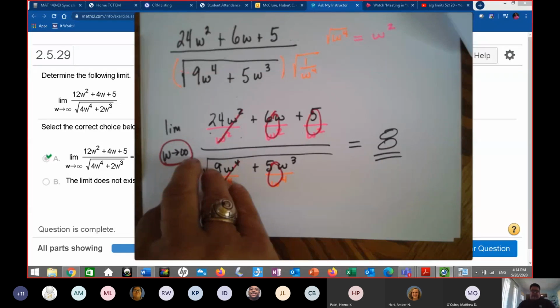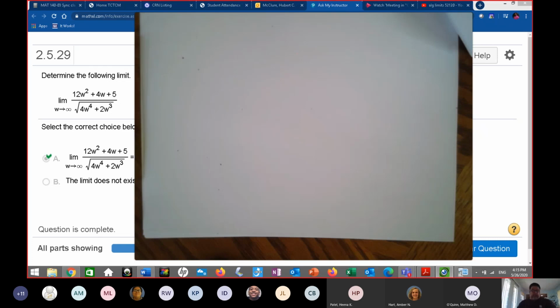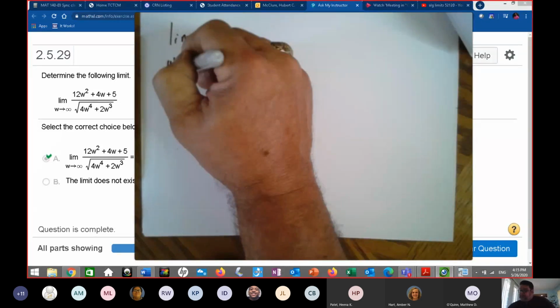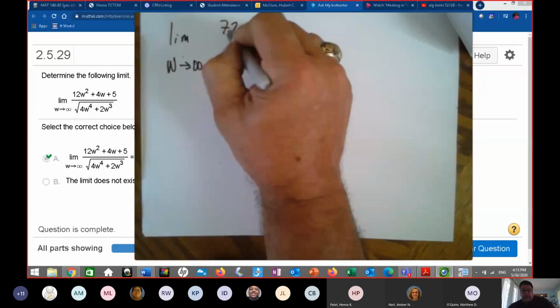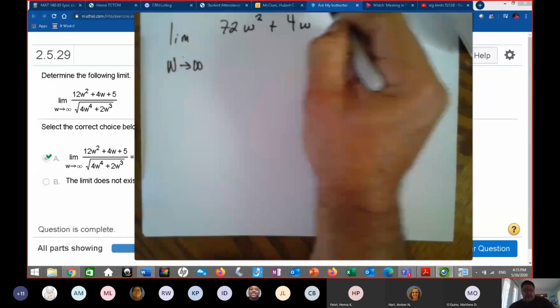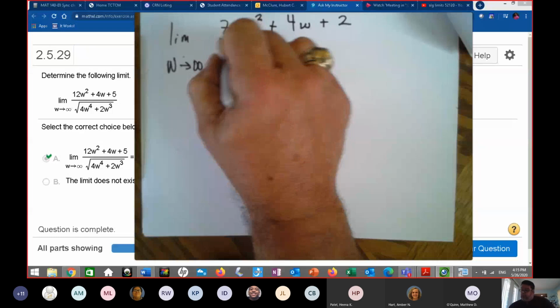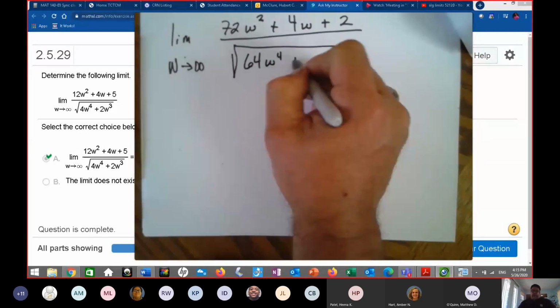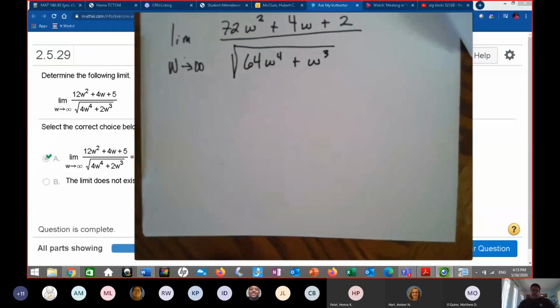All right, let's try this one. And if you can do this one, you're good on those three. Limit as w approaches infinity of 72 w squared plus 4w plus 2 over the square root of 64 w to the 4th plus w to the 3rd. Give y'all a minute or two.